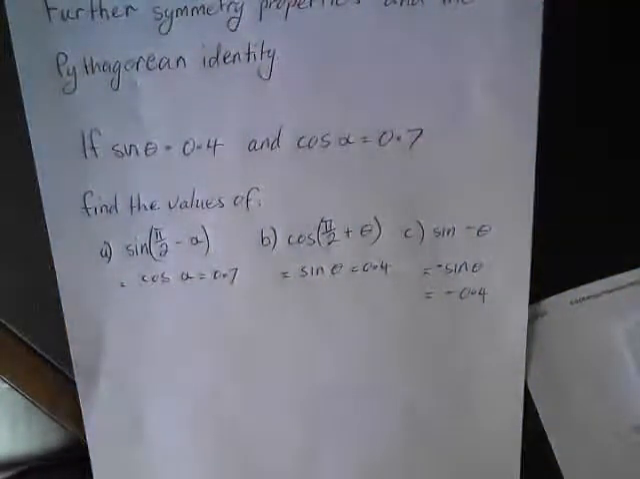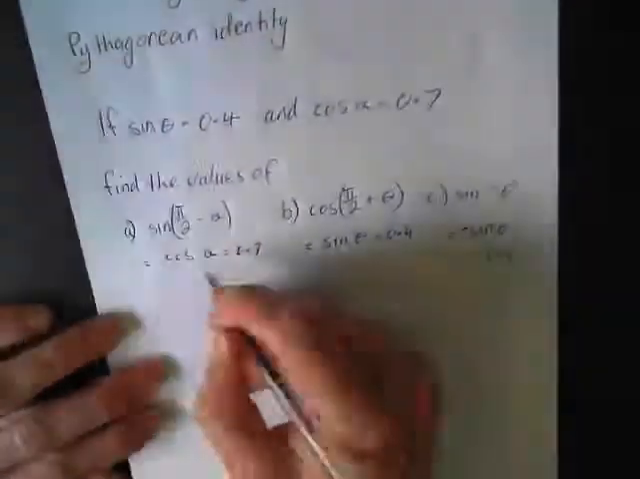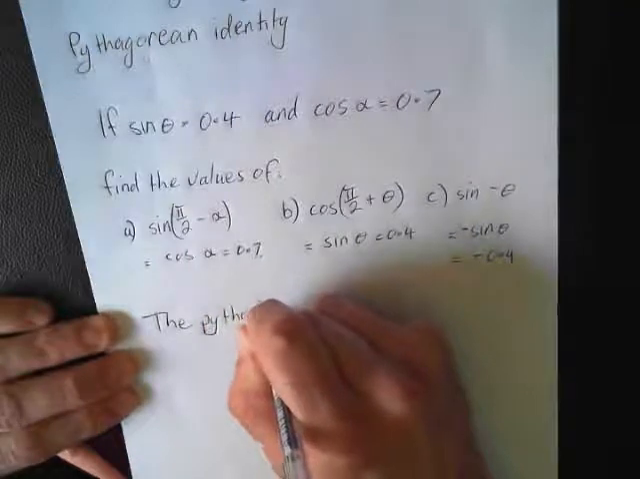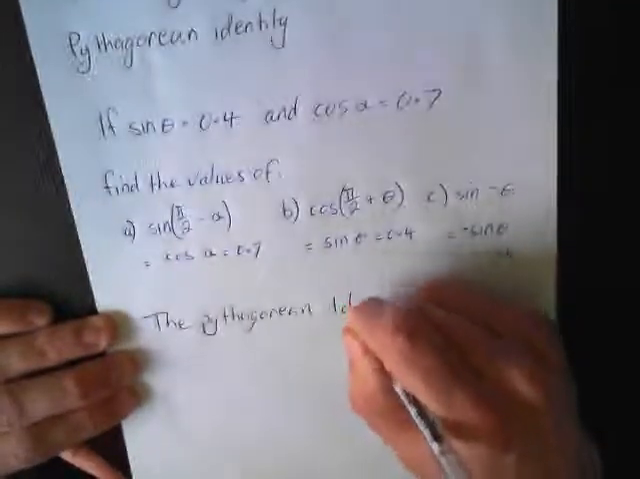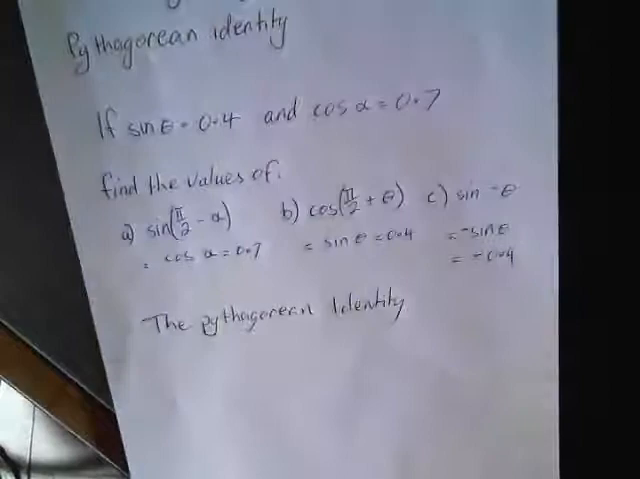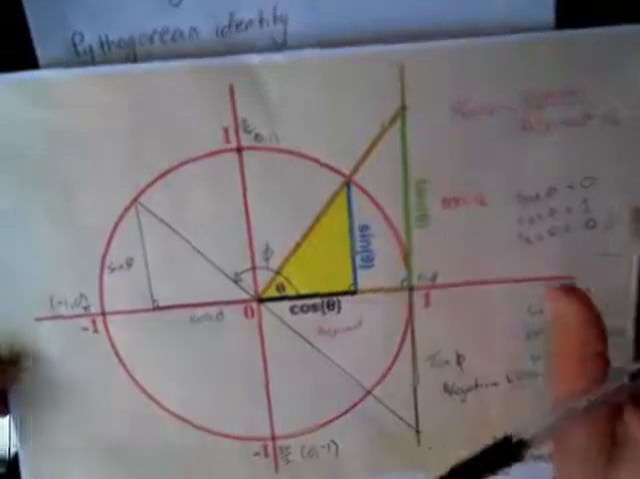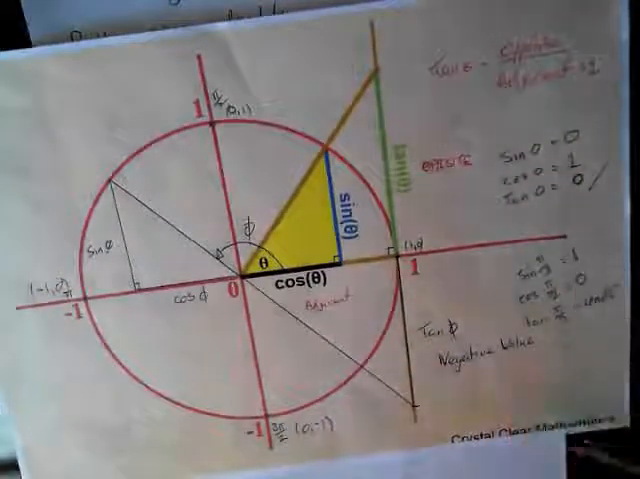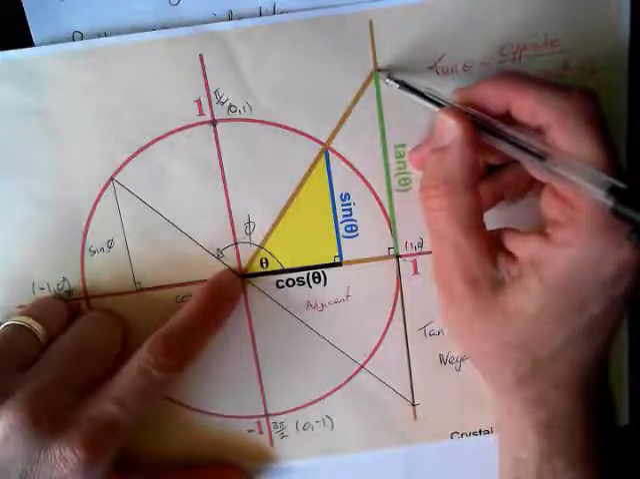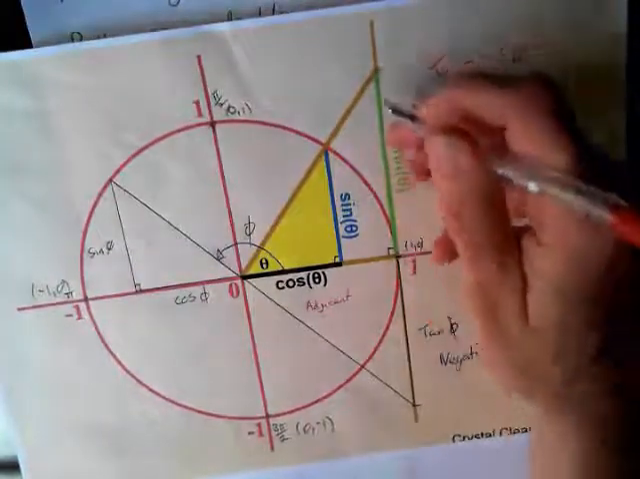The next thing that this exercise looks at is something called the Pythagorean Identity. So let's just write that in as our heading, the Pythagorean Identity. Now, for this one, I actually need a different picture. I need this picture. Here it is. What I need from here is this idea of an angle, okay? This triangle, right? So, tan theta here.